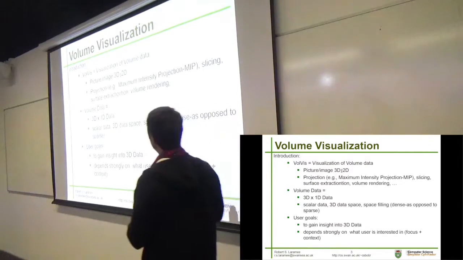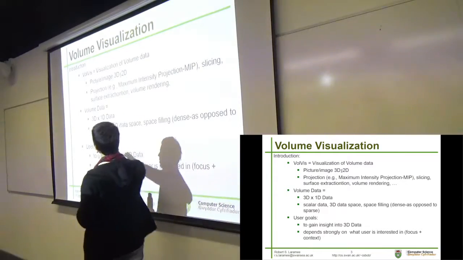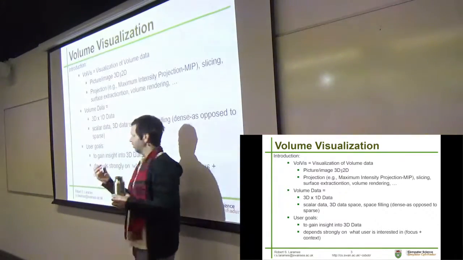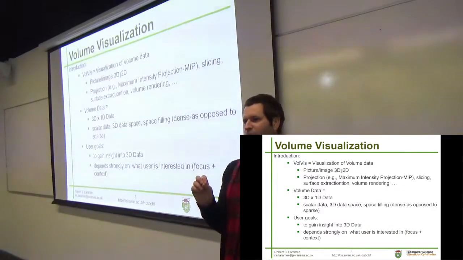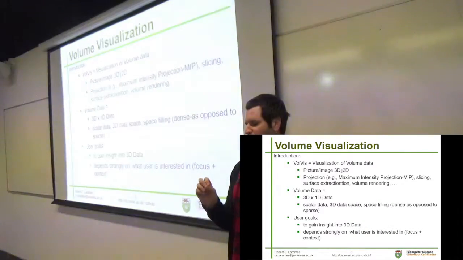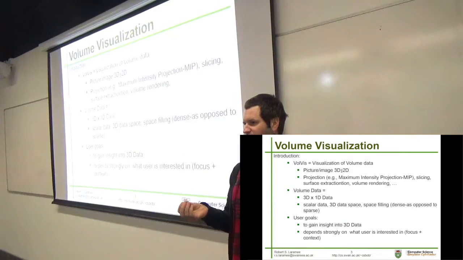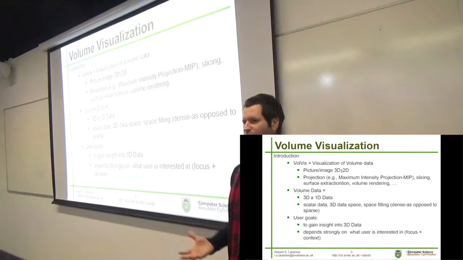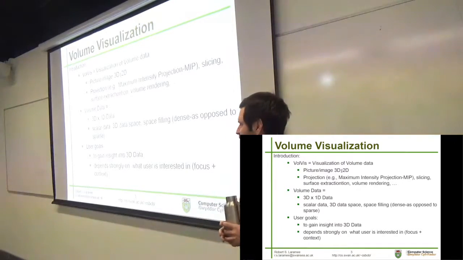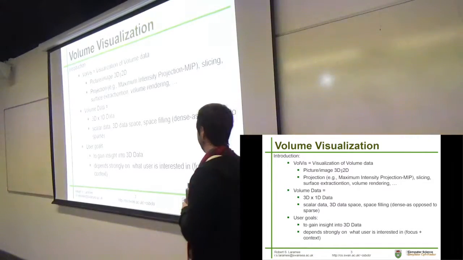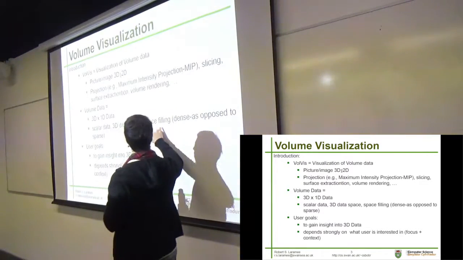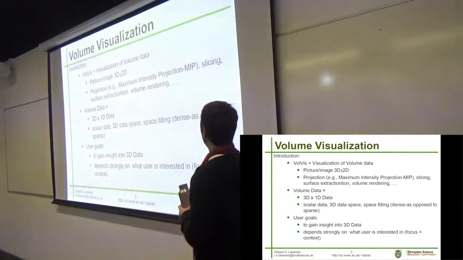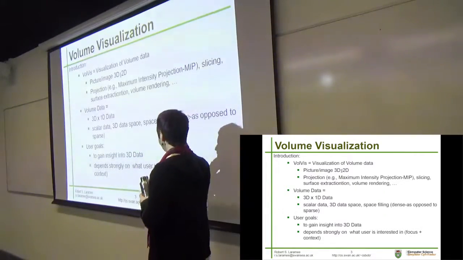Usually, the data is scalar data. So scalar data is just data samples with a magnitude. When you go to the doctor and get an MRI scan, you might get, for example, a set of density values in a volume or something like that. So it's scalar data. Usually it's laid out on a 3D Cartesian style grid.